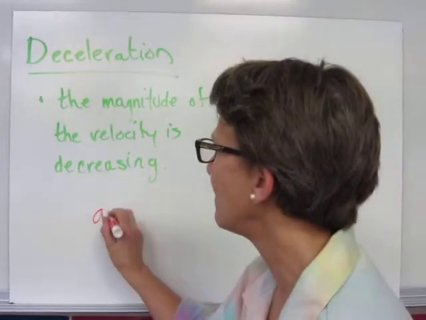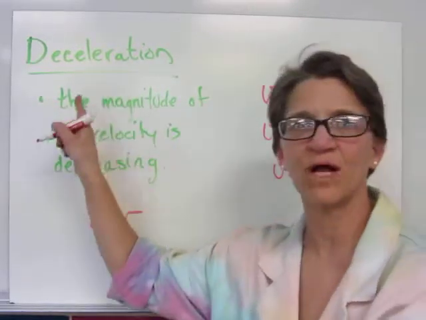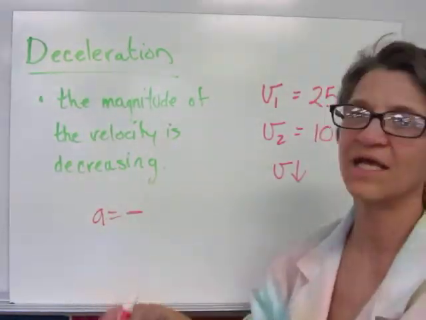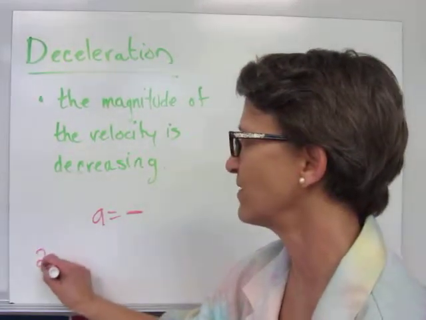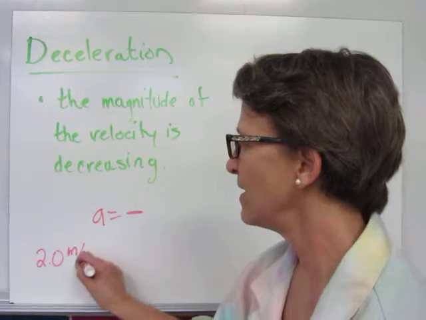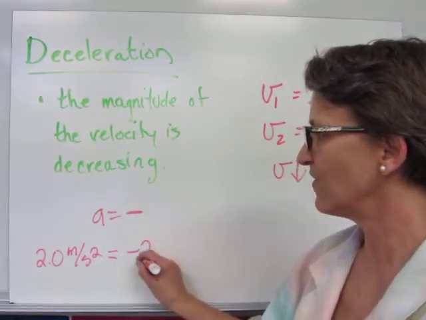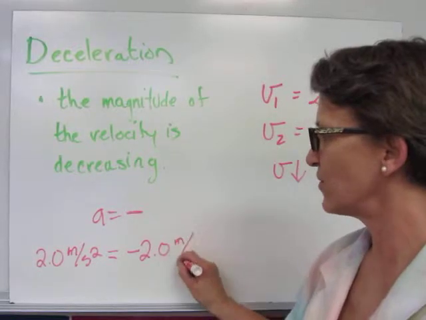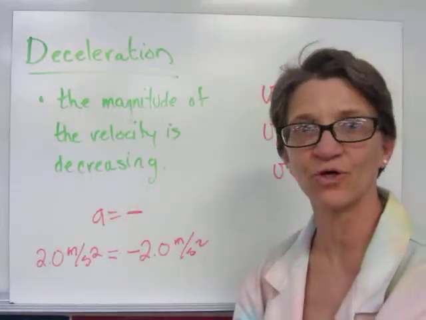Now, one thing that happens is that sometimes in a problem, they'll say a car is decelerating at a rate of 2 meters per second squared. But in the problem, you need to use that as negative 2 meters per second squared. So watch the syntax of the language as you work your problems.